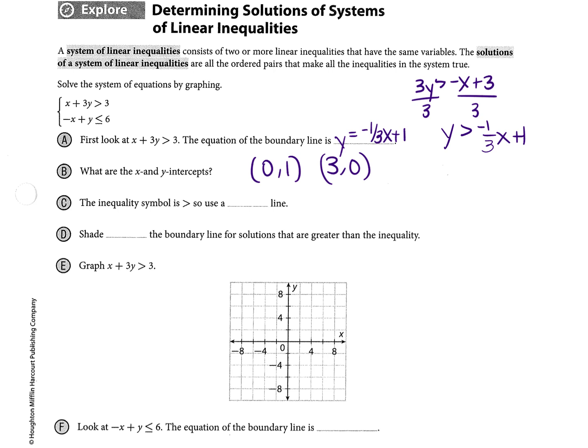The inequality symbol is greater than, so use a dashed line and shade above the boundary line for solutions that are greater than the inequality. So we're going to start at 1, then go down 1 and over 3. And we will use a dashed line and shade above.